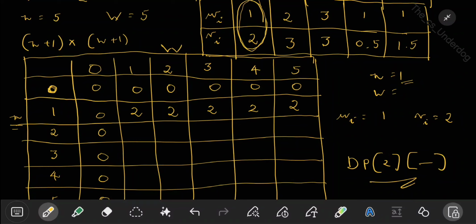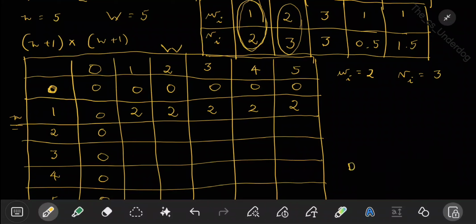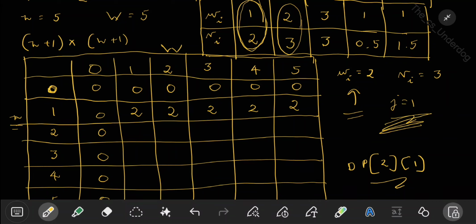Okay. So what about the second item? The second item has weight 2 and value 3, which means wi is equal to 2 and vi is equal to 3. This is the situation. If you take the first entry, it will be dp of 2, 1. In dp of 2, 1, j is equal to 1. That is the total capacity of the knapsack you are considering at this point is 1. But your item has a weight of 2, which means you can anyway not include this item because the weight of the item is more than the total capacity of the knapsack at this point. Because of which you simply have to copy the entry in the row above it. So to write here, you will copy this entry, which is 2. So what will happen?